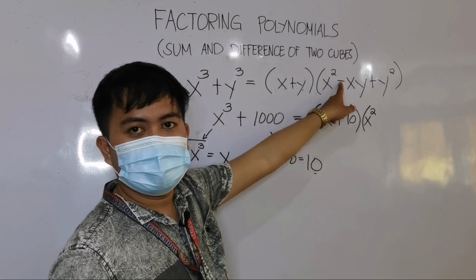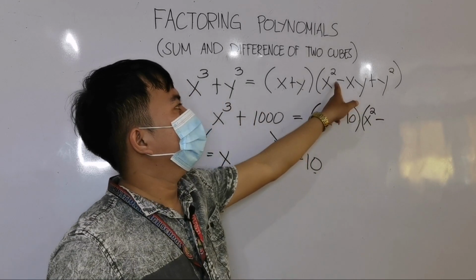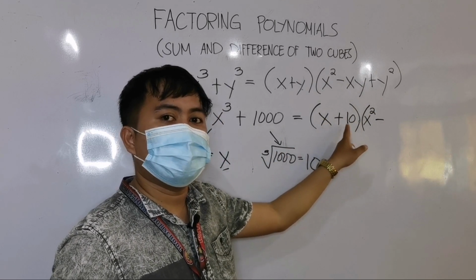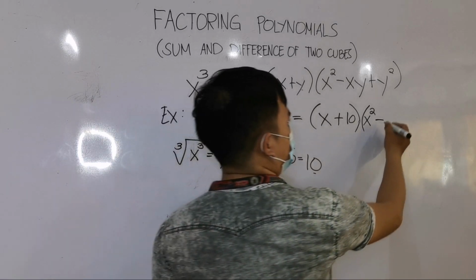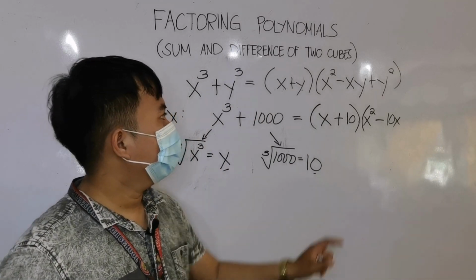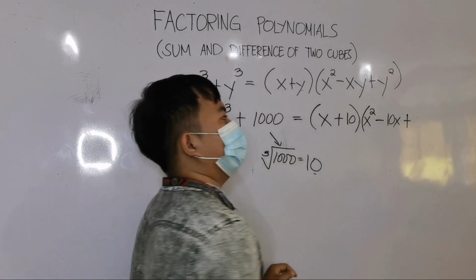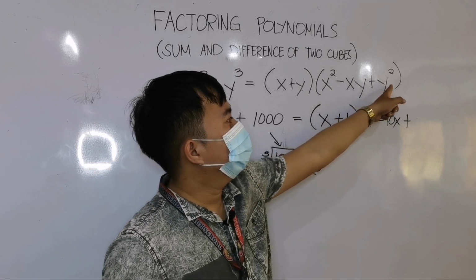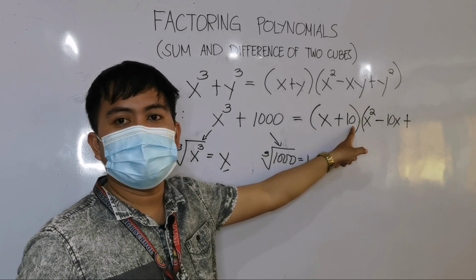The operation used is minus. The product of first and second term, the product of x and 10. What is x times 10? 10x. Copy the operation used, plus, and the square of y. And dito, ang value ng y natin is 10.